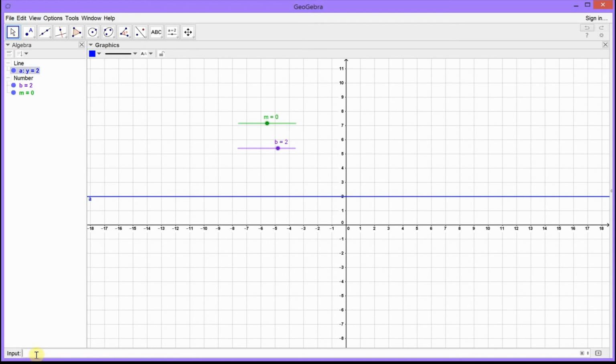So I'm going to write an equation for a vertical line. And let's make it a color.